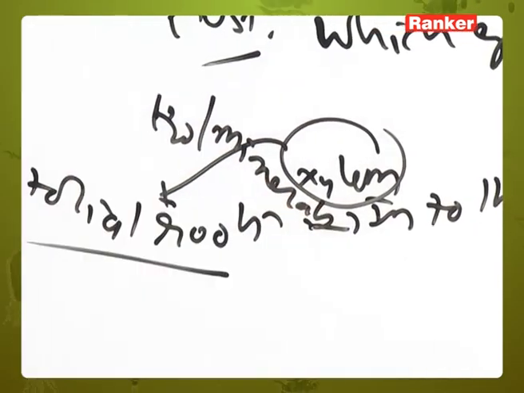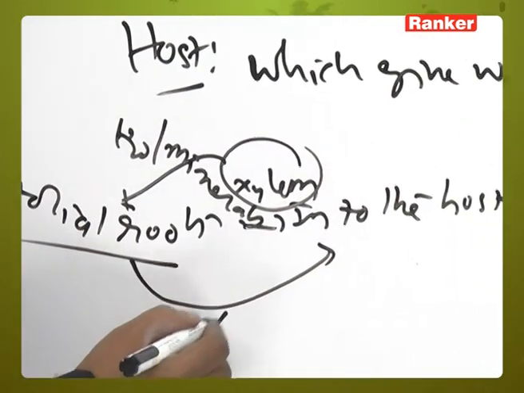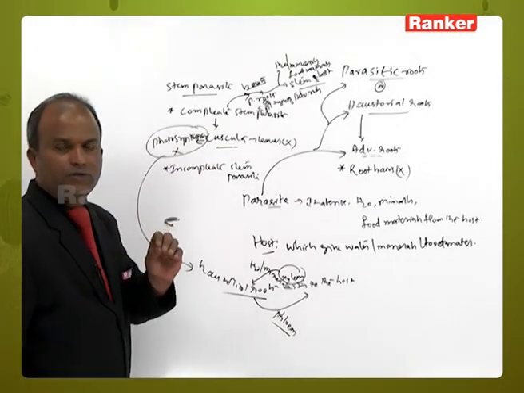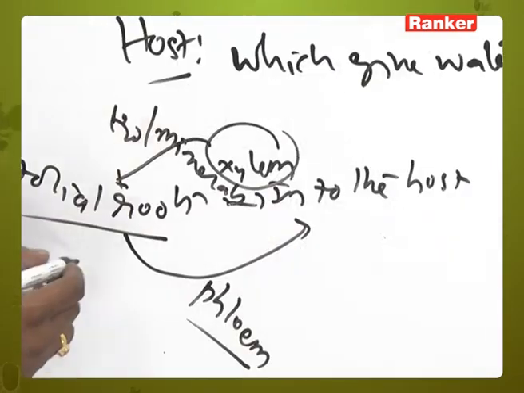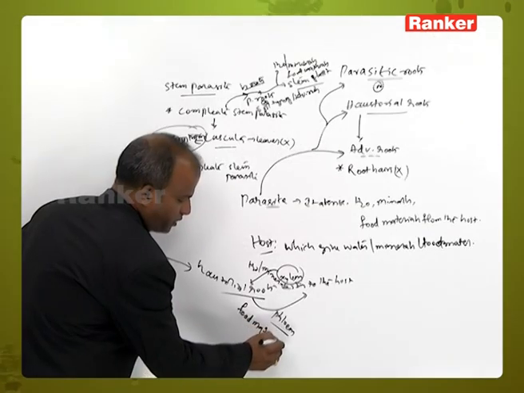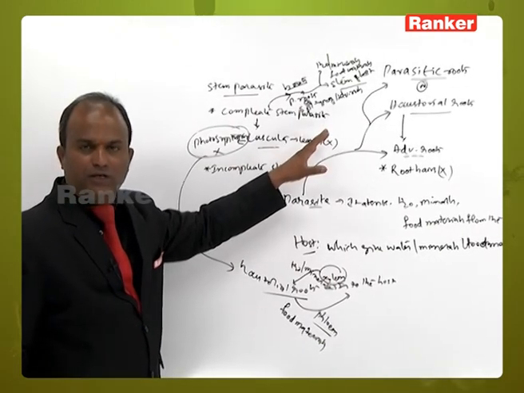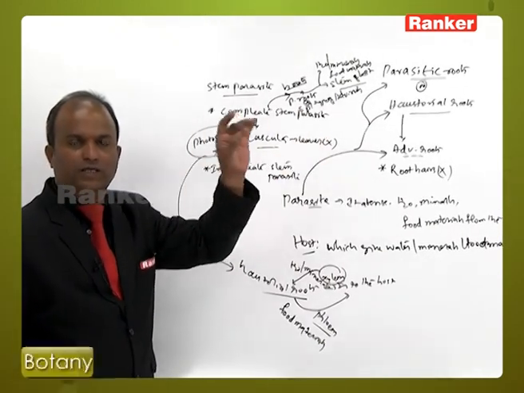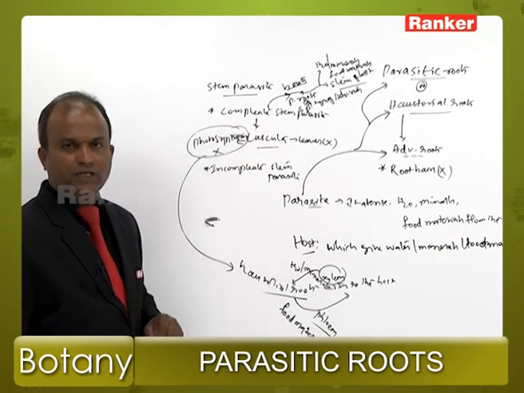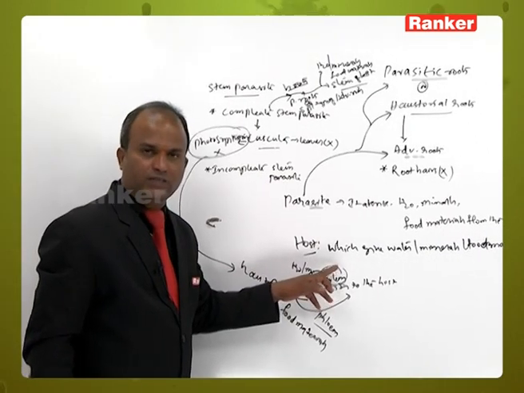And haustorial roots penetrate into the phloem of the host in order to absorb food materials. In order to absorb which materials? Food materials. That means this Cuscuta is completely dependent upon the host for water, for minerals and for food materials. So it is called a complete stem parasite.